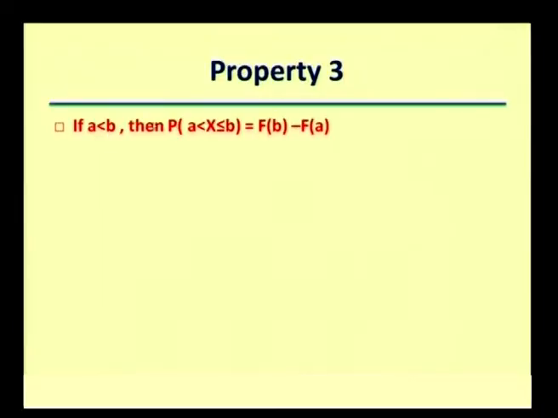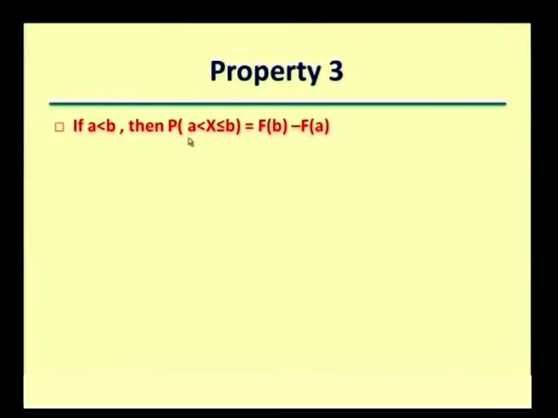Let us see property number 3. Property number 3 says, if a is less than b, then P(a < X ≤ b) is equal to F(b) minus F(a). We have to prove that the probability of X taking a value between a and b is equal to F(b) minus F(a). Let me draw the axis.